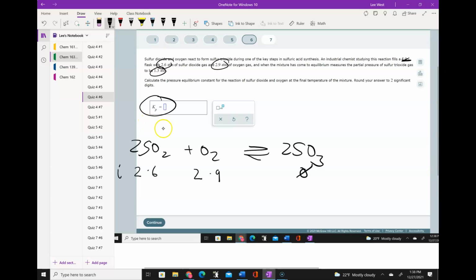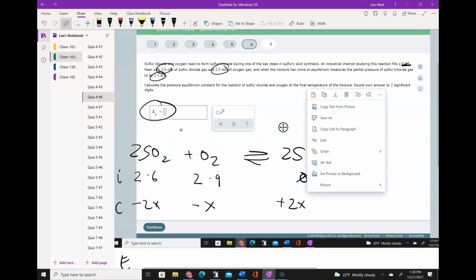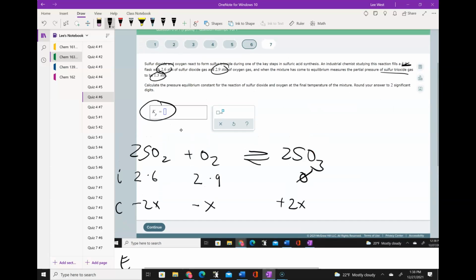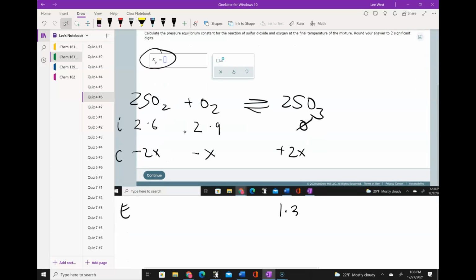2.9 of that. So we all know what way it's going to go. It has to go towards the SO3 because that's a 0. So that's going to go up by 2x, which means that this is going to go down by x, and then this is going to go down by 2x. And then when it comes to equilibrium, it says that the sulfur trioxide is 1.3. So 1.3. There we go. Which is equal to, of course, 2x.